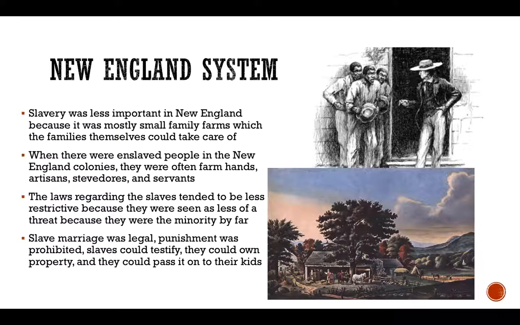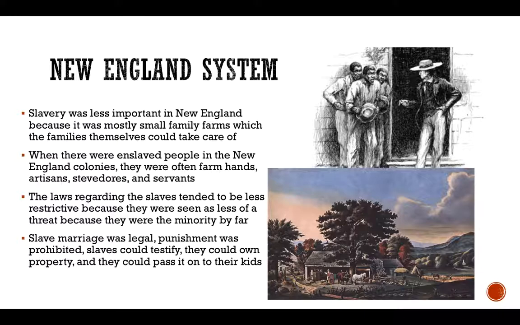In the North, in New England specifically, the laws regarding slaves tended to be a little less restrictive because they were seen as far less of a threat. They were by far the minority population in New England, and that's quite different from what we just said about South Carolina that had a 2/3 population of enslaved people. The laws by the European opinion didn't need to be as strict because they just didn't see a mass rebellion as a feasible possibility.